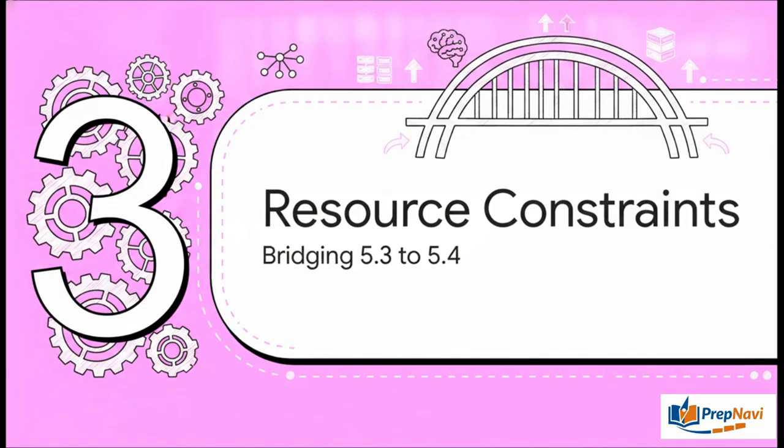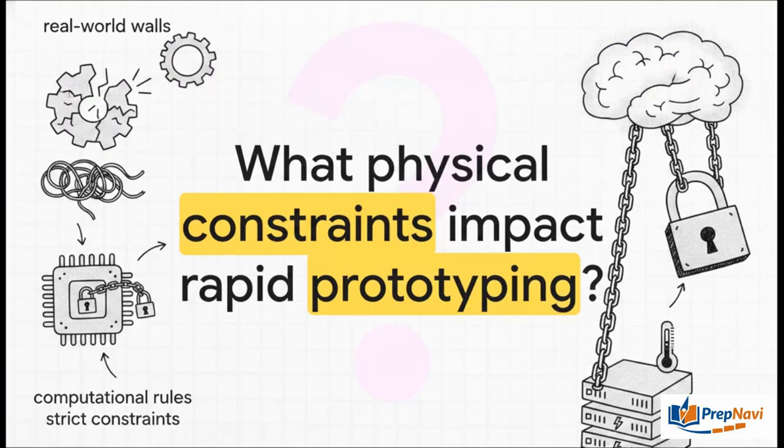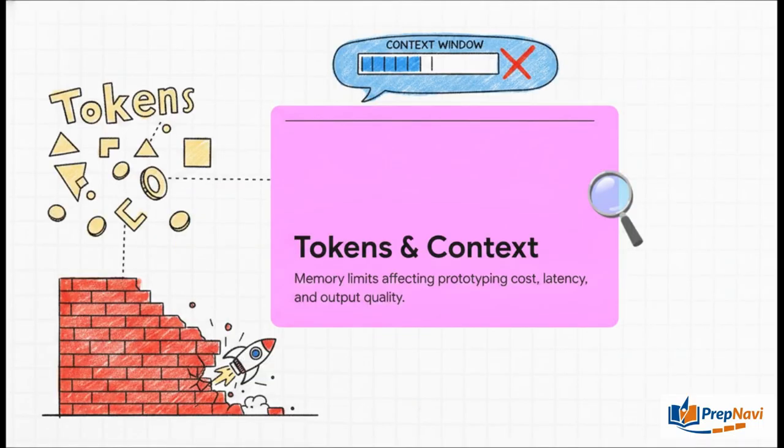Which brings us to Section 3, the resource constraints. This bridges Objective 5.3 right over to 5.4. Now, you and I both know that a perfect design on paper usually smacks right into a brick wall in the real world. To bridge the gap between that theoretical design and a successful prototype, we have to ask ourselves, what exactly limits our system? What physical constraints impact rapid AI prototyping? Because it's so easy to think of AI as this limitless, magical cloud brain, but actually, it's bound by very strict computational rules. And bam, that brings us directly to Objective 5.4, which introduces two vital elements, tokens and context windows. These are essentially the laws of physics for AI that completely dictate your project's viability.